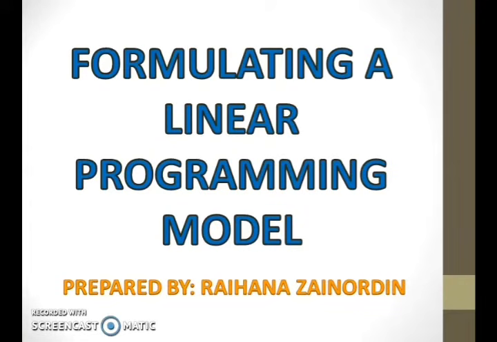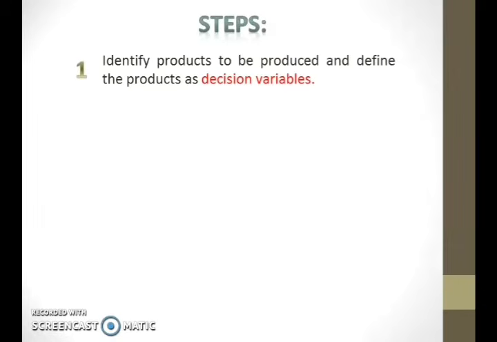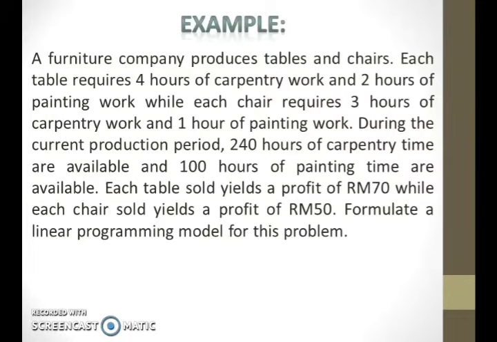Formulating a linear programming model. Let's look at this example. To formulate a linear programming model, first identify products to be produced and define the products as decision variables. The furniture company produced two products, namely tables and chairs. So define T to be table and C to be chair.